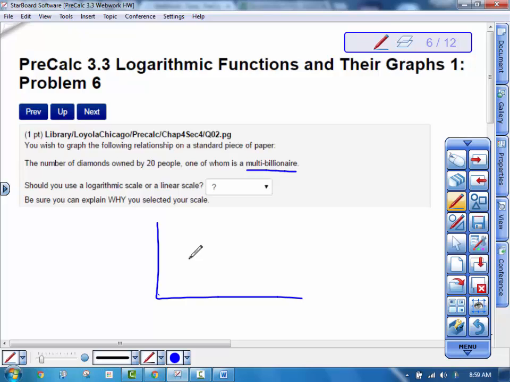You'll see these a lot in history and science, where you want to graph some data so you can actually see it. So instead of graphing, this is the first person, this is the second person, this is the third person, instead of graphing like 10, 20, 30, that wouldn't make any sense here because the first two people could have one diamond. And the multi-billionaire could have multiple diamonds, for example. So this scale might not be super helpful the way that it is right now.